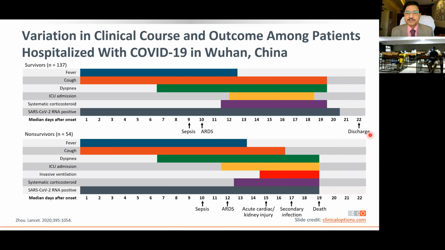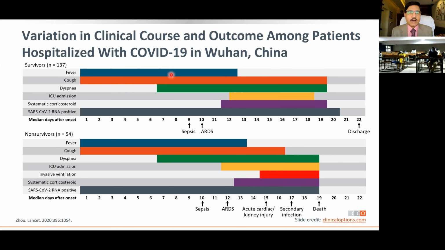Next one. Another thing is variation in clinical course and outcomes. People who had fever, how did they do? And people who had a cough, how many days did they have it? And then dyspnea, when it started, ICU admission, on which day they started, systemic corticosteroids when admitted, when the test was positive, non-survivors and survivors. They have compared survivors and non-survivors.